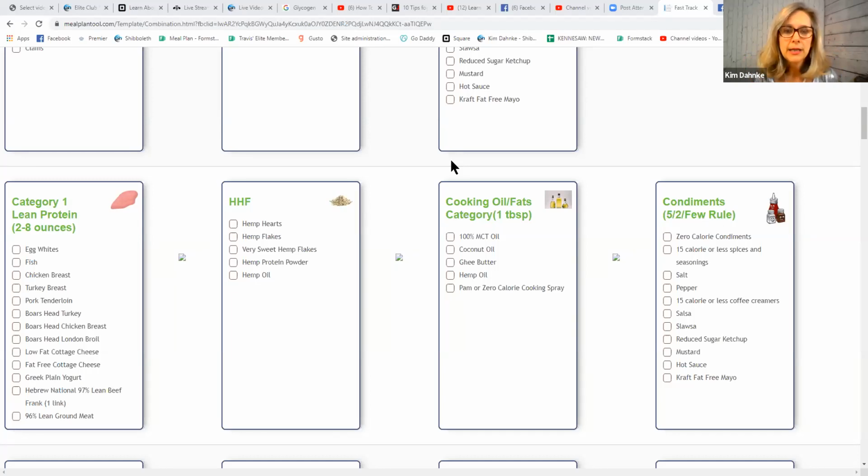They're just awesome. In fact, one time I just couldn't even quit eating them. It turned into a holiday because I couldn't quit eating the very sweet hemp flakes. That's what it was. And then hemp protein powder, I'm not sure which one that is, because I haven't tried it yet.